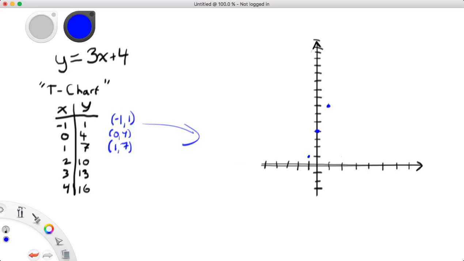These ordered pairs are now going to go over here onto the graph. So here is -1, comma 1. Boom. 0, comma 4. Boom. 1, comma 7. 5, 6, 7. Okay. Boom. And then 2, comma 10. 7, 8, 9, 10. Boom. And then 3, comma 13. Okay, etc., etc.